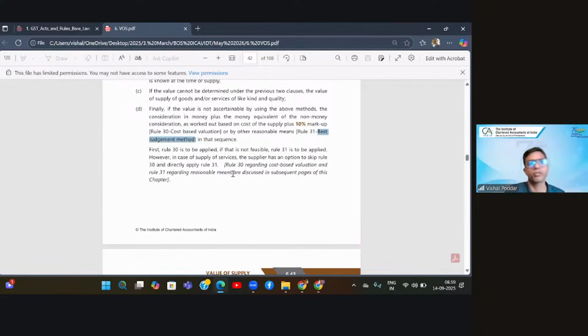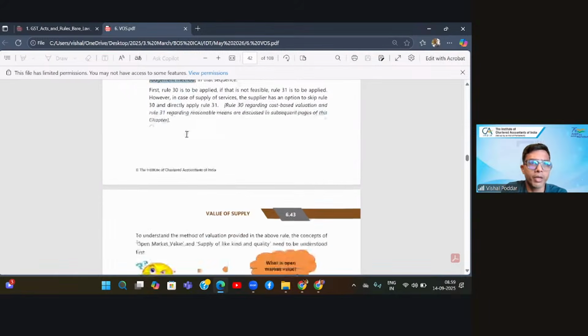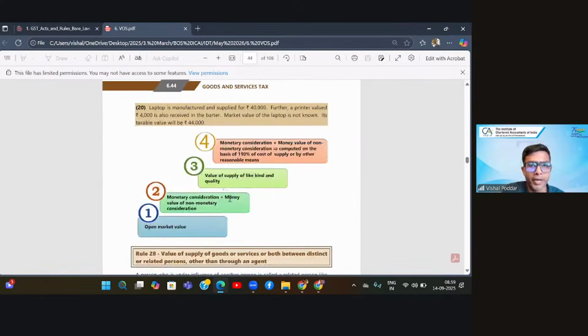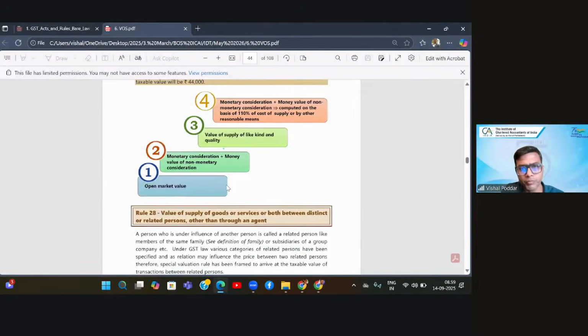I hope students have understood how Rule 31, which is the most open-ended or most vague rule, will be applied. Is this clear to all? Yes, sir. Clear. Perfect. Should we proceed then?